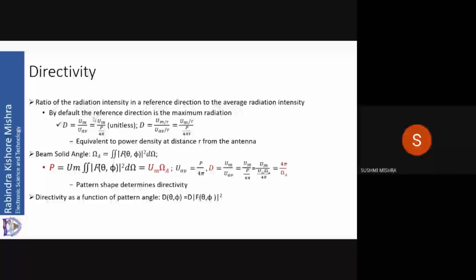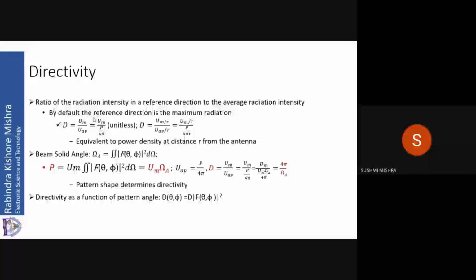Then we can use what is U average, then define what is directivity D. D is equal to UM by U average. From that you can find out D is equal to 4 pi by omega A, which is the beam solid angle. So D is equal to 4 pi by beam solid angle. So this gives the pattern shape or the directivity.